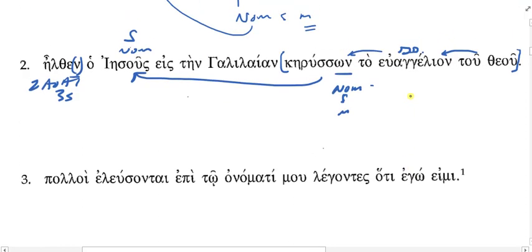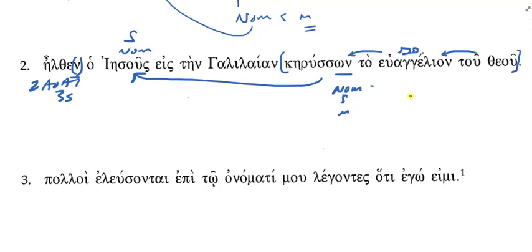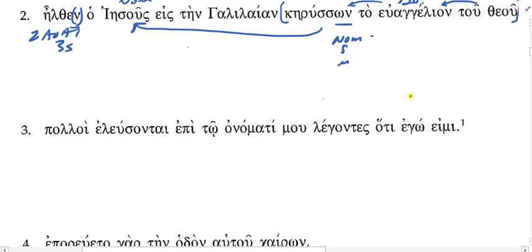Yes. So I translated it as went. Yeah, went is okay, at least for that word. Right. Right. Okay.